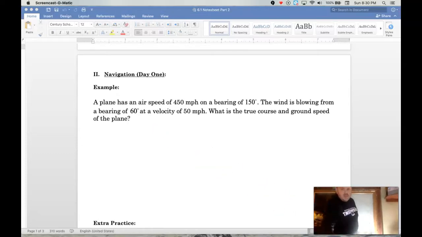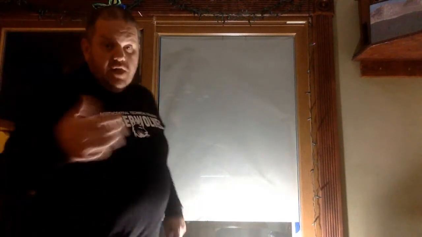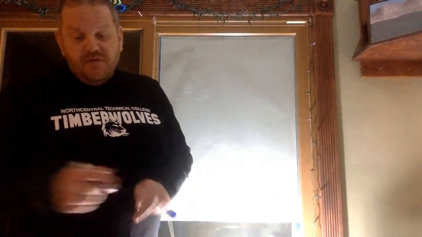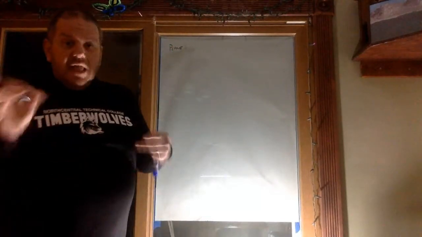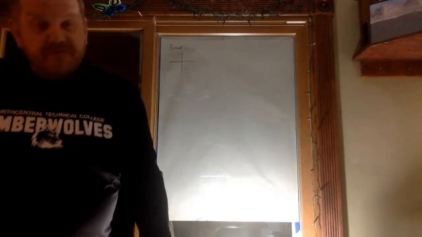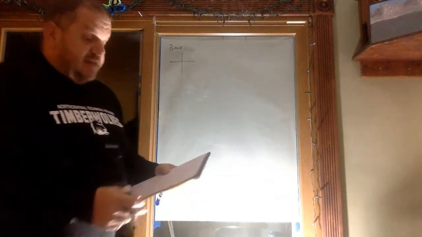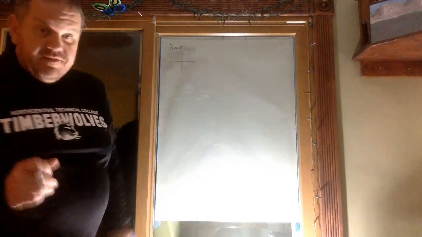All right. So here's what we're going to do. We're going to take these two different parts that we've got going on, and we are going to utilize both of them. So the first thing that we're going to talk about is the plane. Now, the plane has an airspeed of 450 miles an hour, and it's on a bearing of 150 degrees.